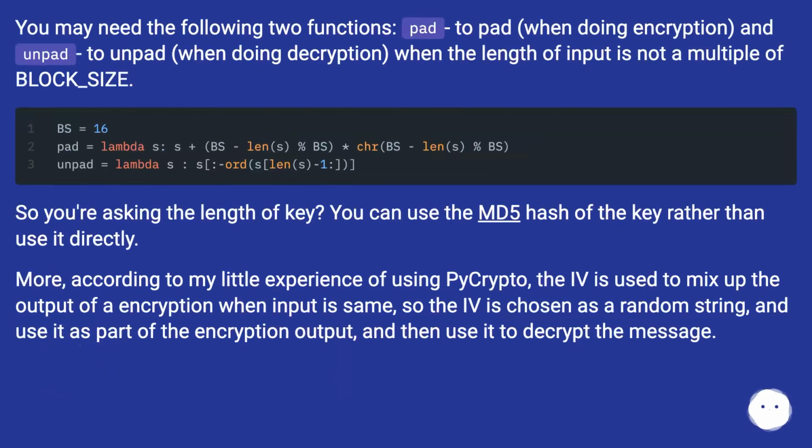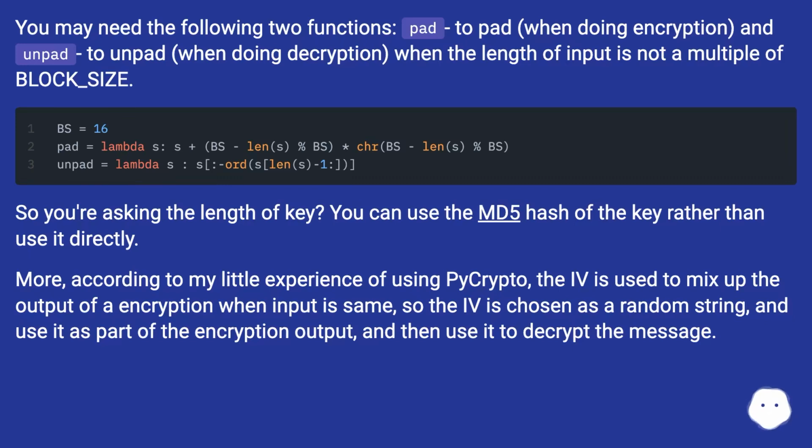You may need the following two functions, pad to pad when doing encryption, and unpad to unpad when doing decryption, when the length of input is not a multiple of block_size. So you're asking about the length of the key? You can use the MD5 hash of the key rather than use it directly.